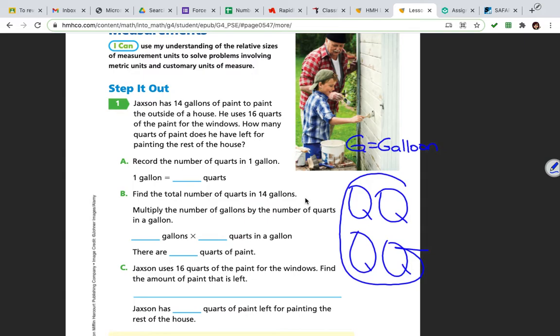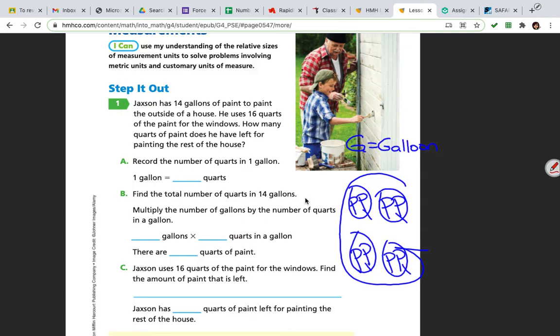In each quart there are 2 pints. So a pint and a pint, pint, pint, pint, pint, pint, pint. So in a gallon we have 1, 2, 3, 4, 5, 6, 7, 8. In a gallon we have 8 pints.